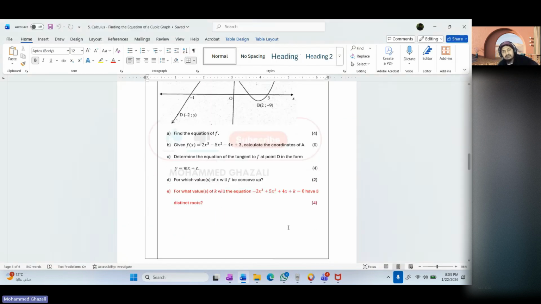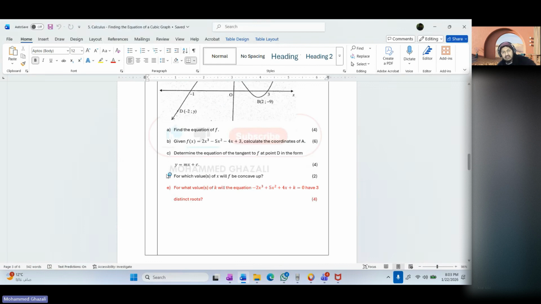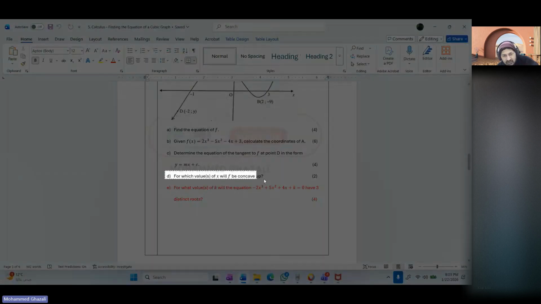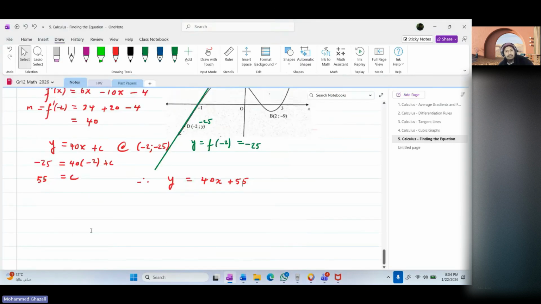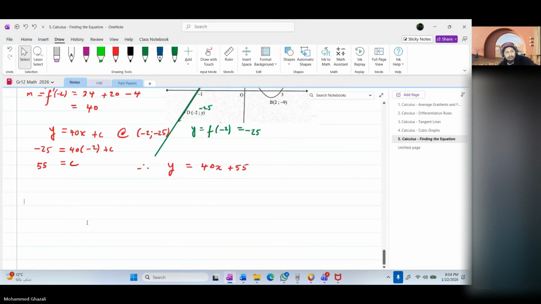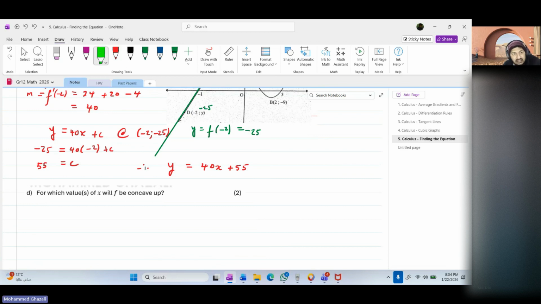Any questions, guys? Look at the next question. They're asking us, for which values of x will f be concave up? Concave up. What is concave up? f double prime x greater than 0, okay? Concave up is happy face. So that's f double prime x greater than 0.